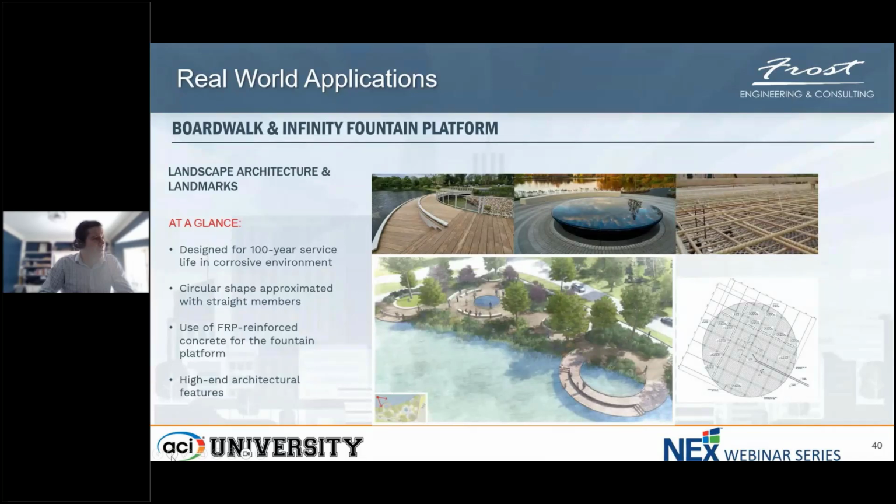And there were 2 primary structures in which our team was involved. The first is the boardwalk that's going out into the water. Our team are full service structural engineers. We will design with any material. We're not necessarily pro FRP. We just use it as a tool to solve a lot of problems, and it helped us out and helped our client out a lot in this regard.